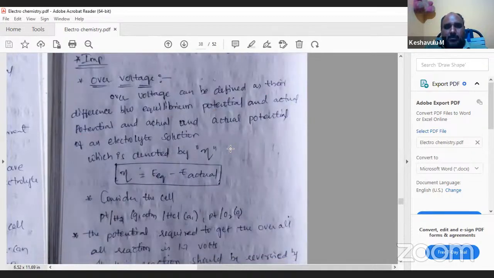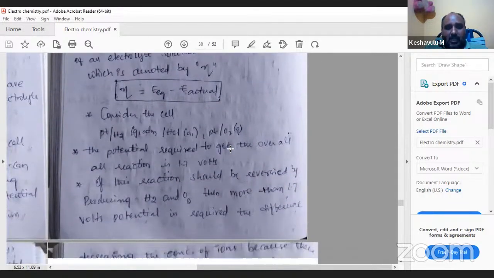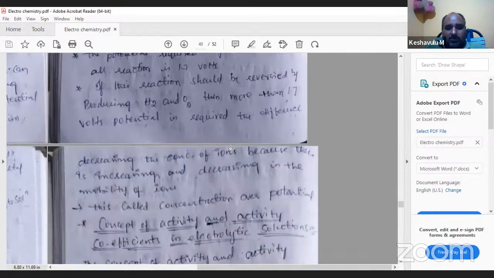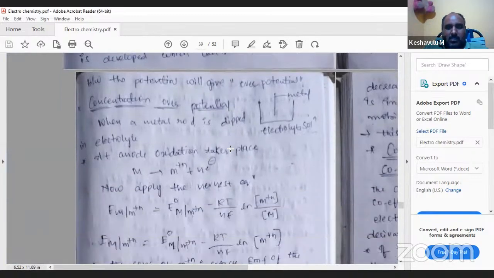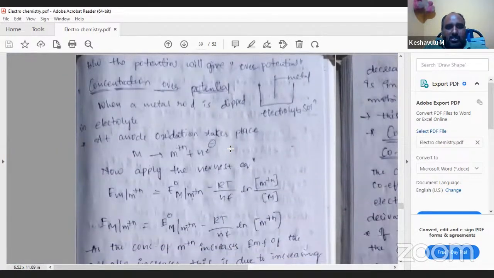This overvoltage can be explained with the help of the concentration of electrolyte solutions. So just see concentration overpotential. With the help of the hydrogen electrode we may express that, and it is also clearly confirmed by concentration overpotential. What is concentration overpotential? As we discussed yesterday.